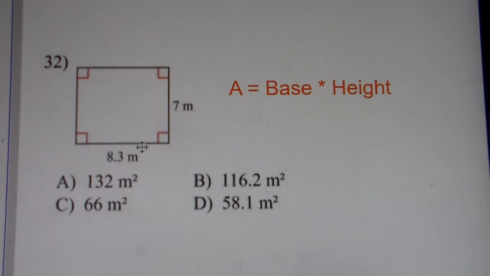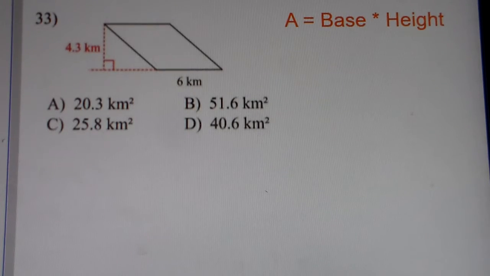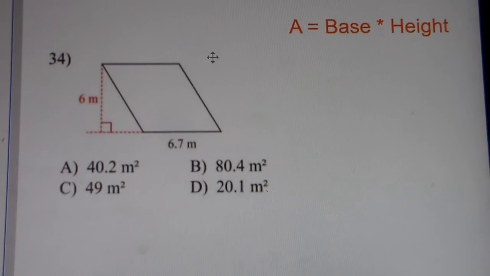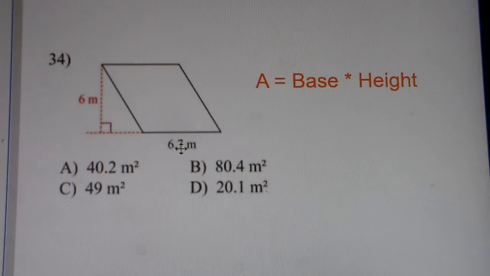Number 32, base times height, 7 times 8.3. Well, 7 times 8, we already know that is 56. So 56 plus some change, that gets you 58. We can just type that into the calculator. 4.3 times 6, well, 4 times 6 is 24. So this one's going to be 25.8. 34. 6 times 6.7, well, 6 times 6 is 36, so we have to add a little bit more than 36. And we're looking at 40.2 as our answer. Just type that right into the calculator.